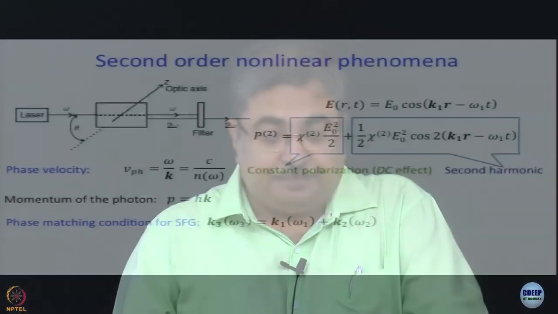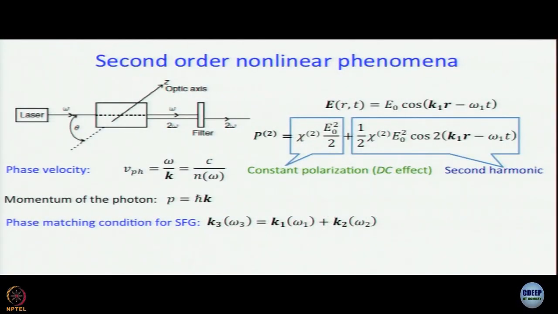So, for a collinear beam, what will happen? What is k from this phase velocity definition? k multiplied by c is equal to omega multiplied by n of omega, and I am not worried about the direction because it is collinear. So, what can I write instead of k 3? Instead of k 3, I can write omega 3 multiplied by n for omega 3, that is the left hand side. What will I have on the right hand side? n 1 multiplied by omega 1 plus n 2 multiplied by omega 2.